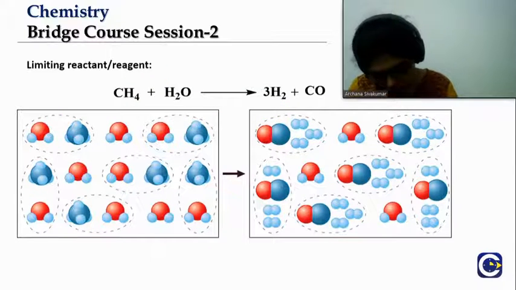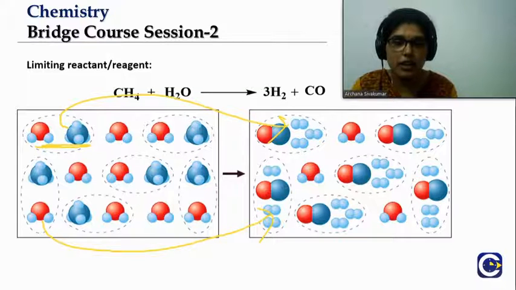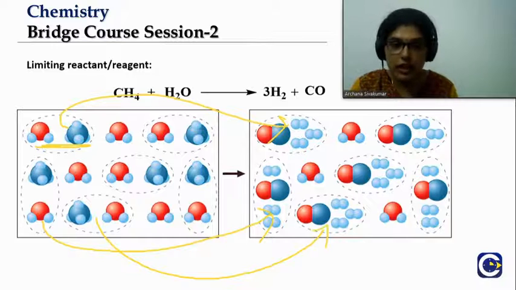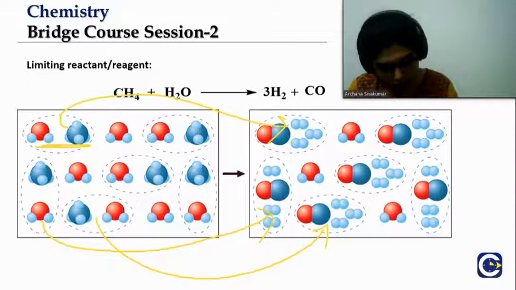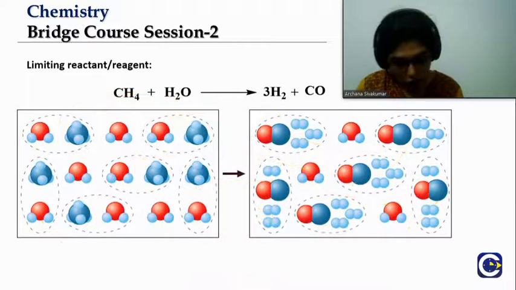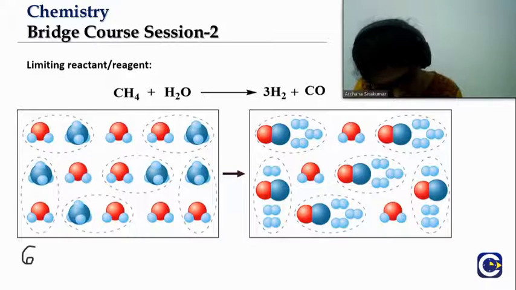So this methane and water will react and give me this. This is closer, so it will react and give 3 hydrogen gas and 1 carbon monoxide. This will again give 3 hydrogen gas and 1 carbon monoxide, and again this, and this. So totally, how much did I count? I counted 6 methane and 9 water molecules.